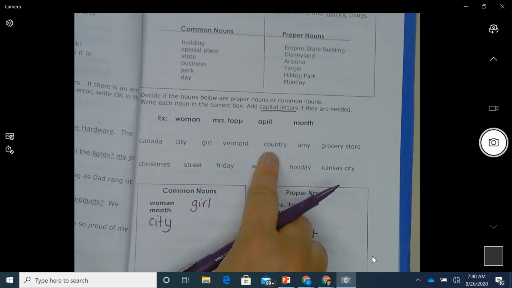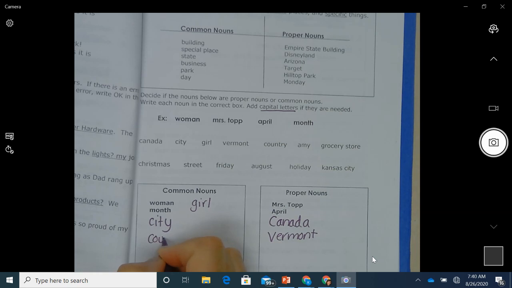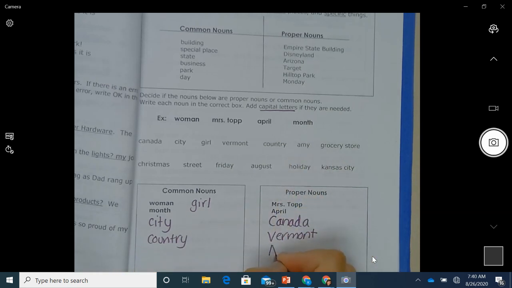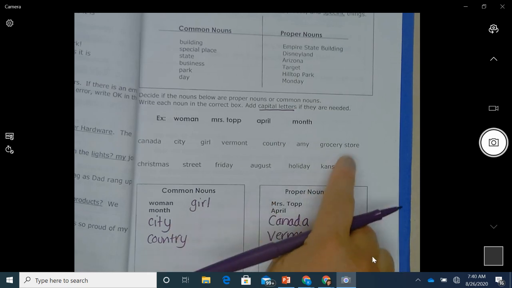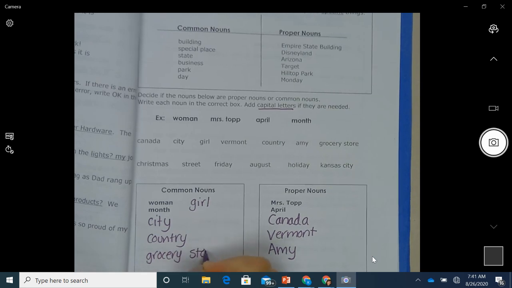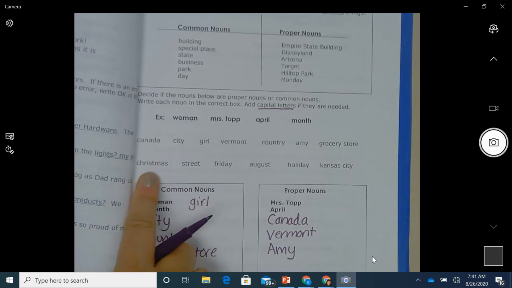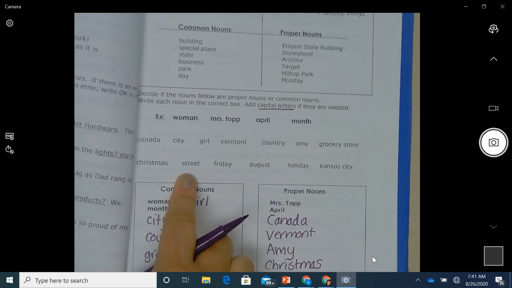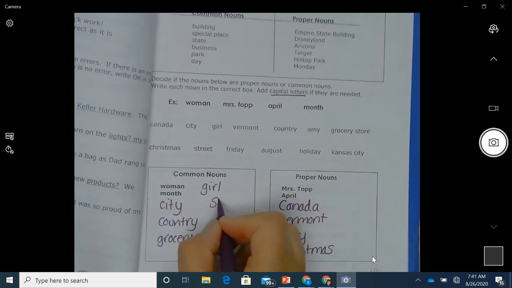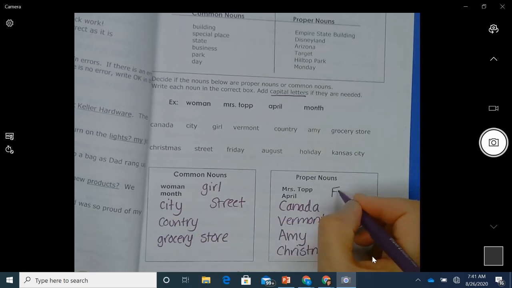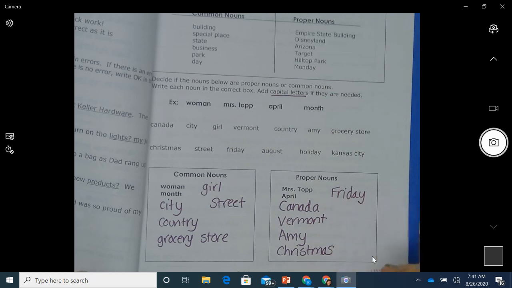If I have country, that is a common noun. Amy is the name of a girl, so that's a proper noun. It's going to have a capital. Grocery store, that's a common noun. Christmas is the name of a holiday, so that's actually going to be in proper noun. Make sure you spell it correctly. Street is a common noun. Friday is the name of a day of the week, so that is capitalized and that is proper.